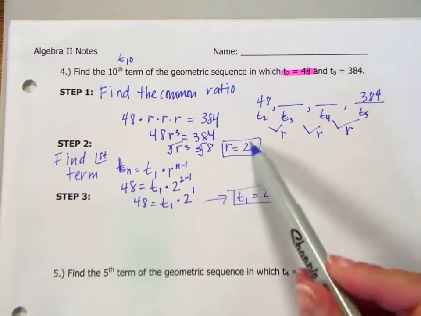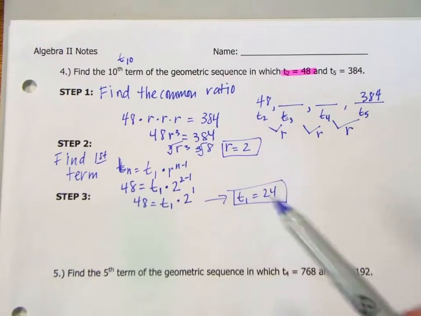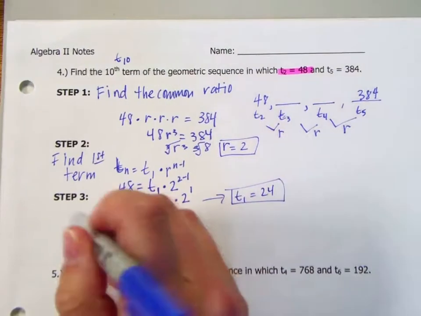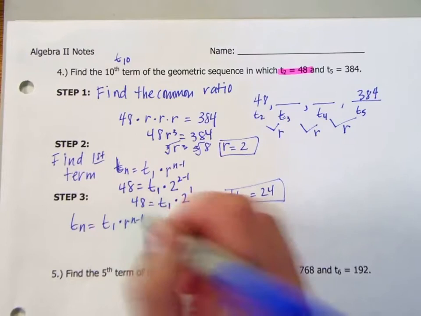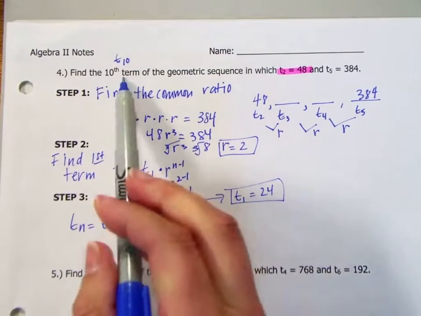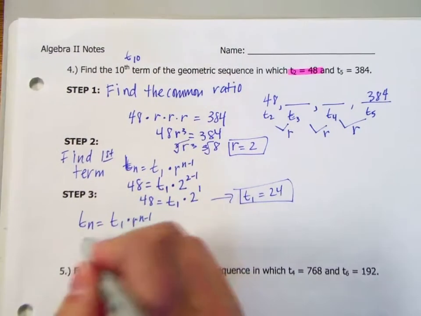At this point, I have the common ratio, I have the first term. Now I can actually use that explicit formula one more time to find the 10th term, which is what I needed in the very beginning.